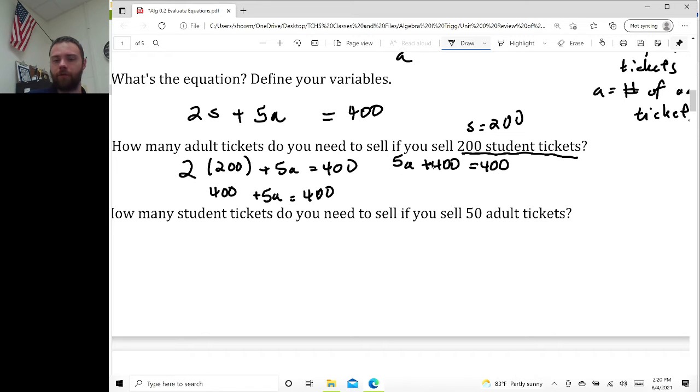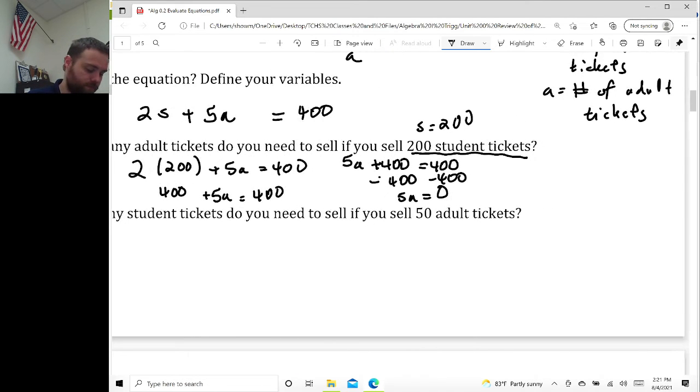So you could see that 400 is also being added. So if 400 is being added, the opposite of addition is subtraction. So I'm going to subtract both sides by 400. And I get 5A equals 400 minus 400 is 0.